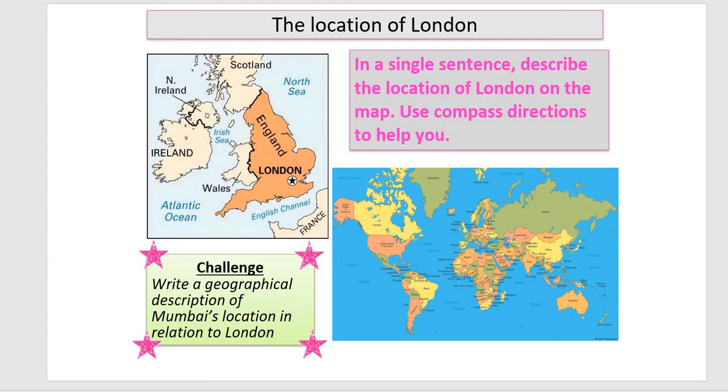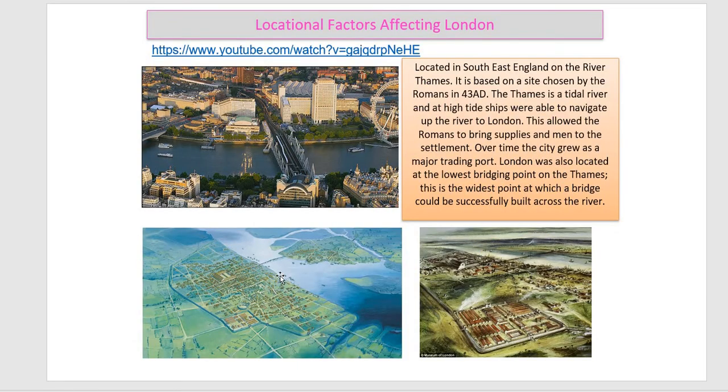Now, why is London located where it is? Well, a lot of it is to do with the River Thames. The River Thames is a really big river. It's also tidal. So what that means is that when the tide is in, it pushes water up the Thames, making it deeper. So when the tide is in, you're able to get some pretty big boats carrying goods coming up the river. And so that made it really important as a port and for trading.